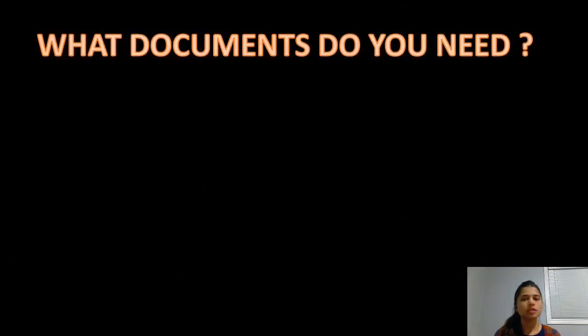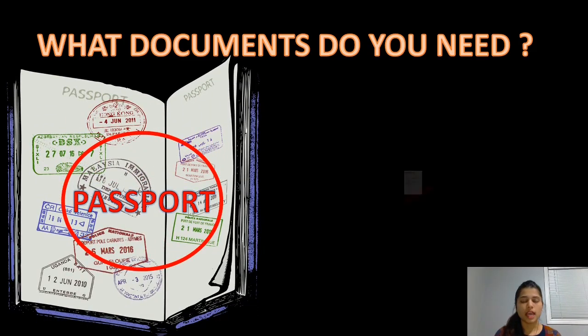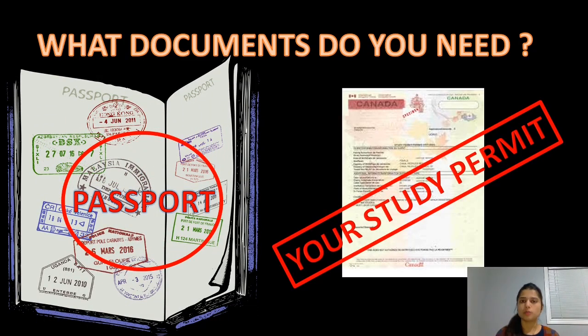So what documents would you need when you are applying for your SIN number? If you are a student, then you will need your passport and your study permit with you. And if you are a PR, then you would need your passport and your PR card.